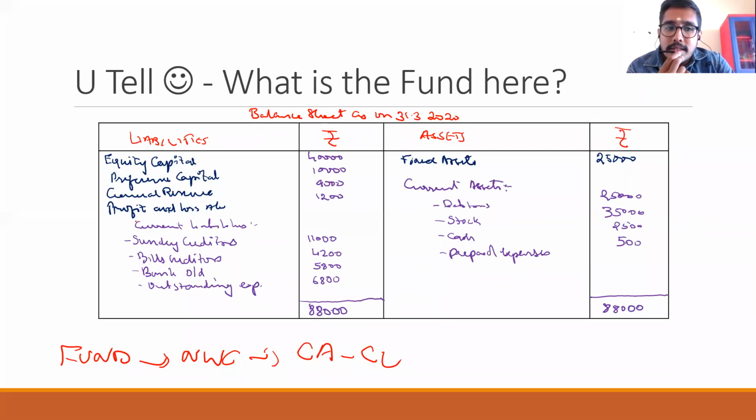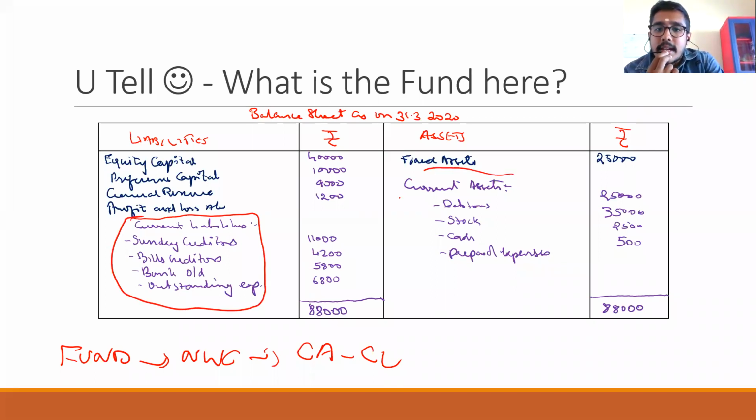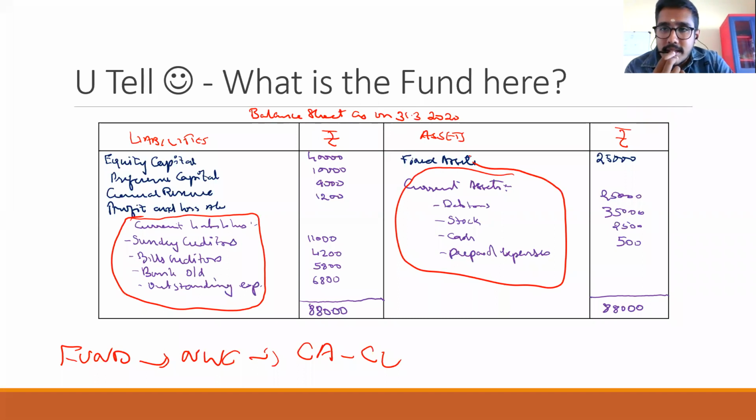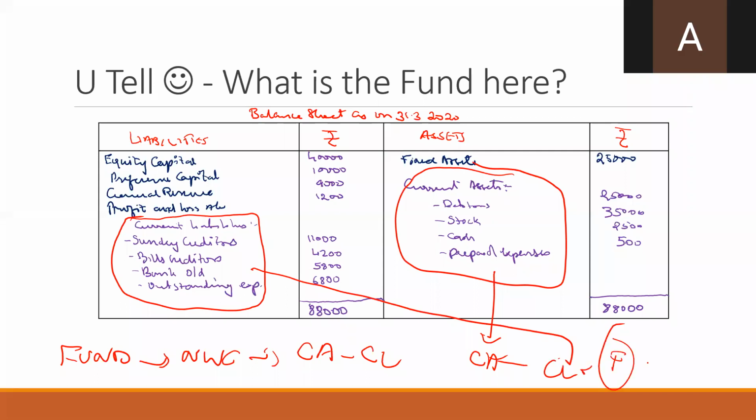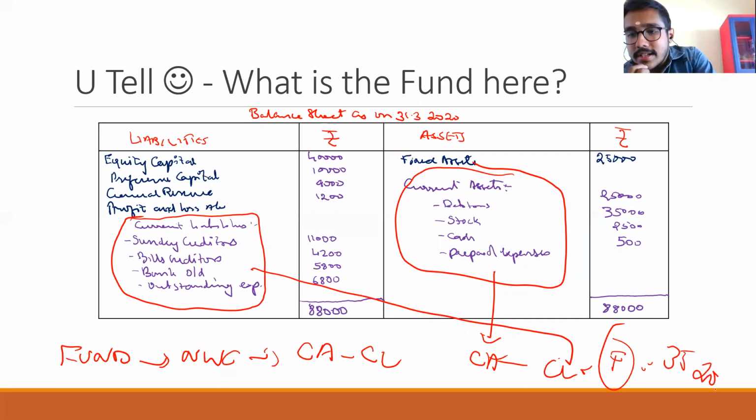Here in the liability side, you are seeing the current liabilities, right? And on the asset side, you are seeing the current assets. Are you there? Yes, sir. So take the total of current assets and reduce the total of current liabilities. You will be getting the fund. Can you compute that? 35,200. 35,200 is the answer. How did you get that?